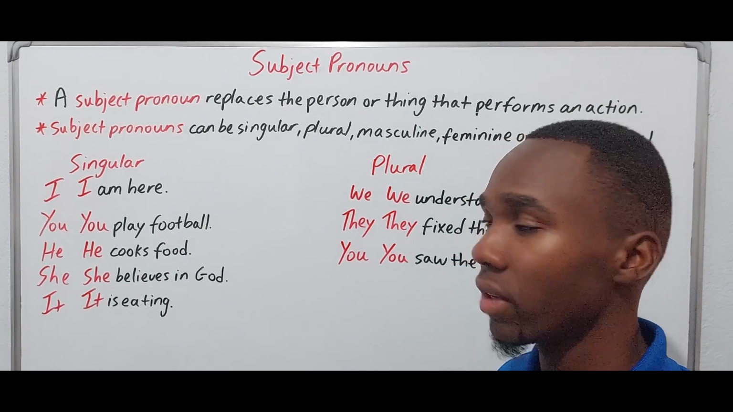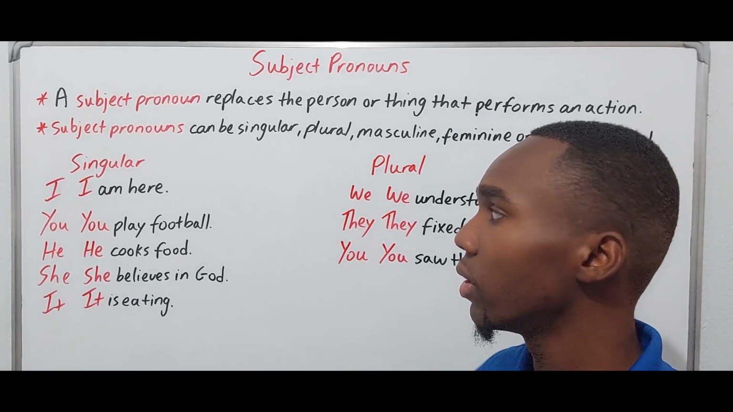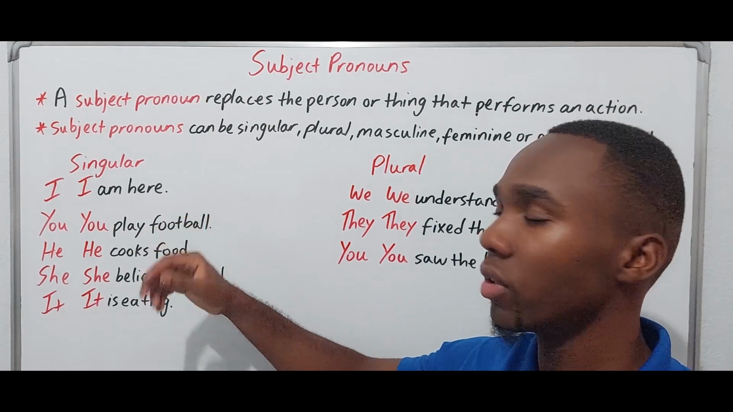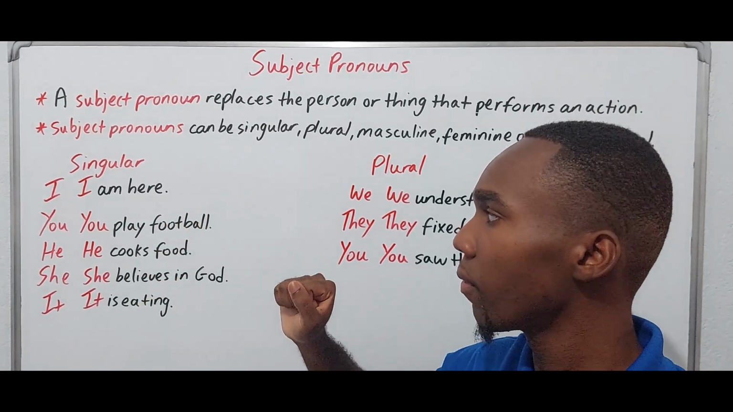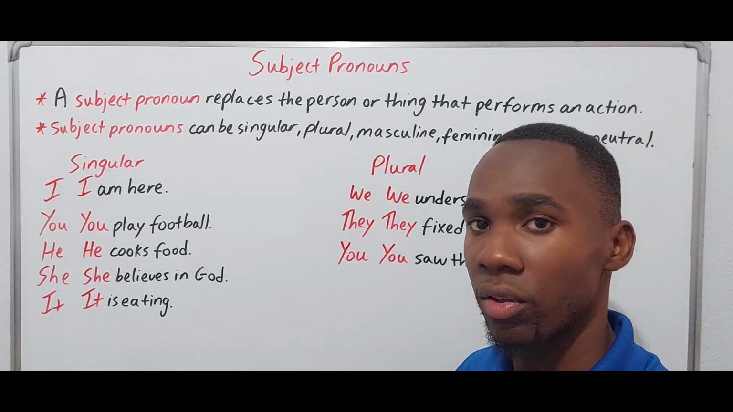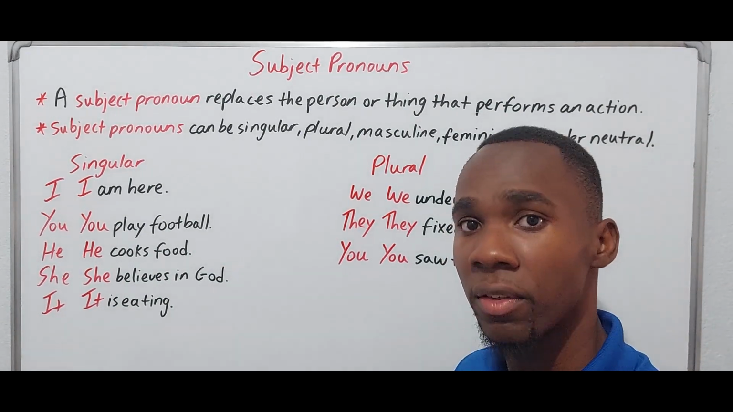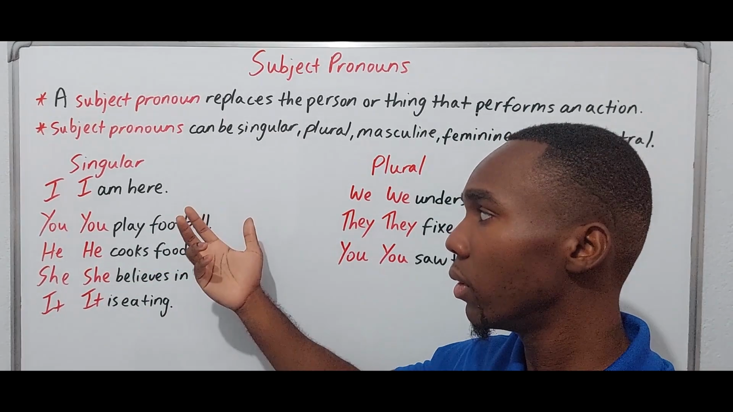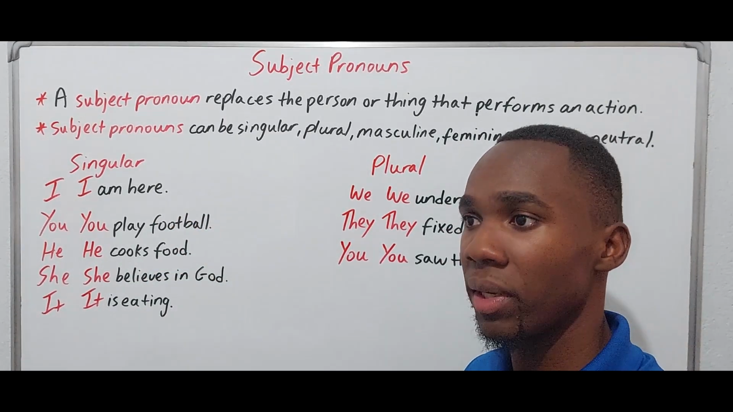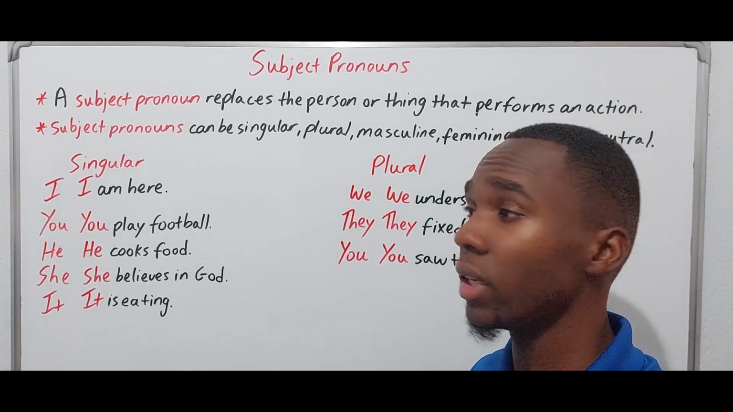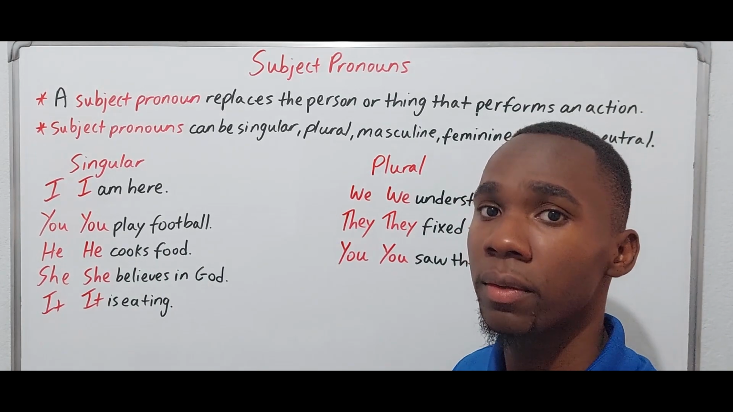All right? So let's look at the different subject pronouns. We'll start with the singular. I, first person singular, of course. I am here. Right? So if you're referring to yourself, you can say I am here. Instead of saying, okay, my name is Christopher, Christopher is here. And I'm referring to myself, I would say I am here.